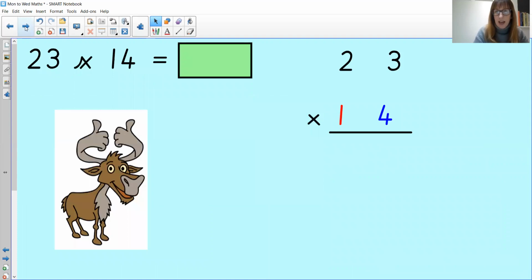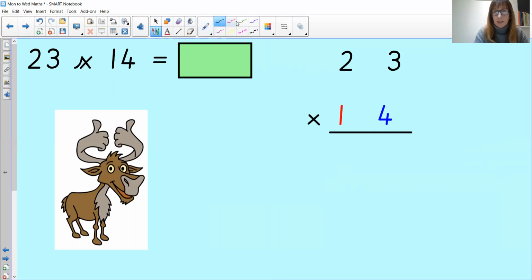So let's have a look at the first question. So we have 23 times 14. So I've written it out, one underneath the other, 23 at the top times 14. Now when I'm doing long multiplication, I need to partition this number here that I'm multiplying by. And I've partitioned it into tens and ones. So I've got 1 ten and I've got 4 ones. And that's how I'm going to multiply.